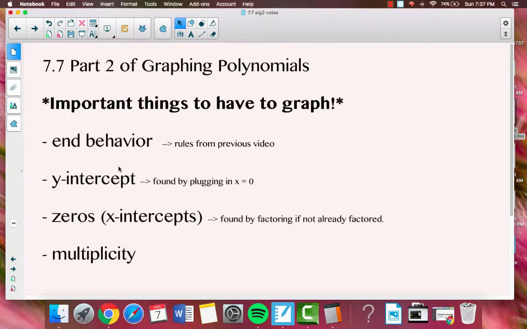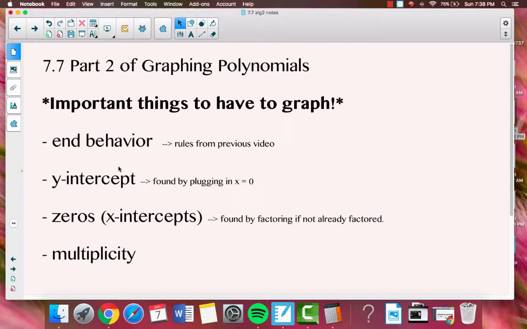you start graphing. The first thing is to be able to identify the end behavior, which we did previously in the last video. So if you didn't have those rules written down, I would definitely go back and re-watch that video, get those written down in your notes. The second is the y-intercept, which we should at this point know is just found by plugging in x equals 0. The third thing are the zeros or the x-intercepts of your graph, and those are going to be found by factoring the polynomial if it's not already factored.